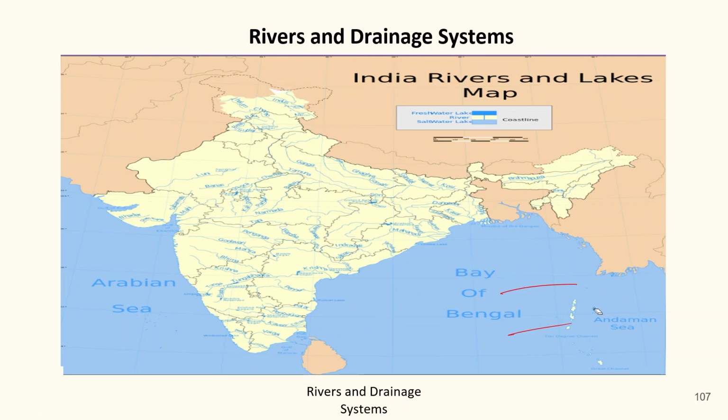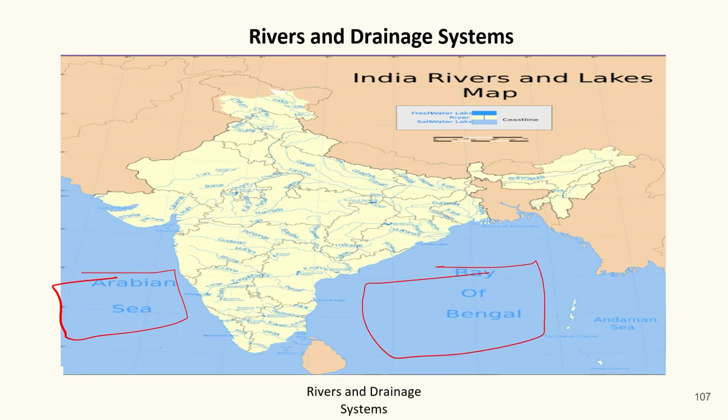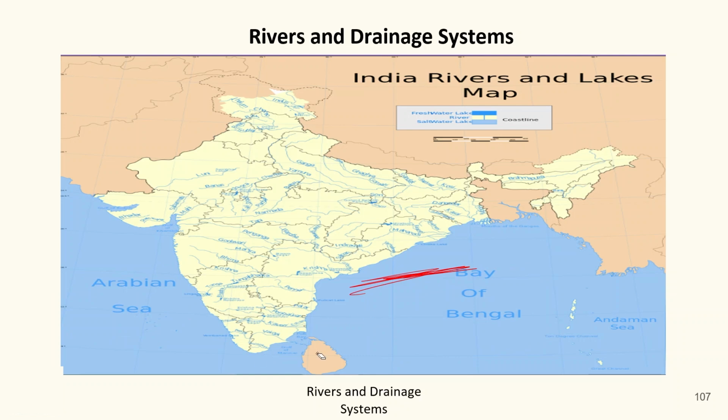Okay, so now let's understand the drainage of India. So basically India is covered by 2 seas. Also we have a third, but mainly we have 2, named the Arabian Sea and thereafter the Bay of Bengal, and the third is considered as the Indian Ocean. Okay, got it?